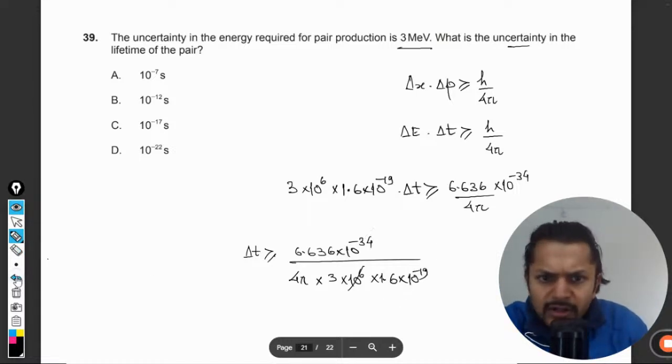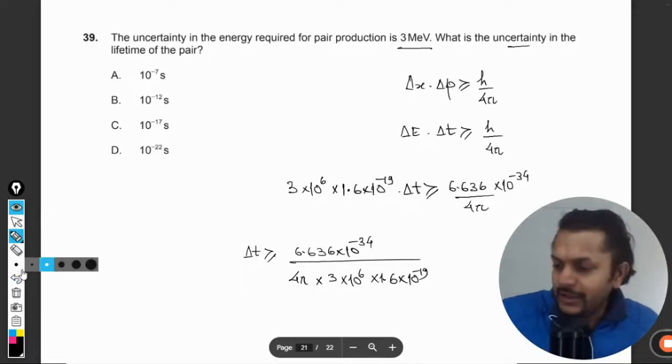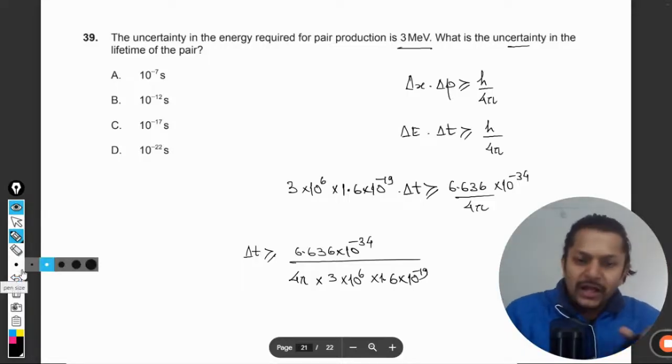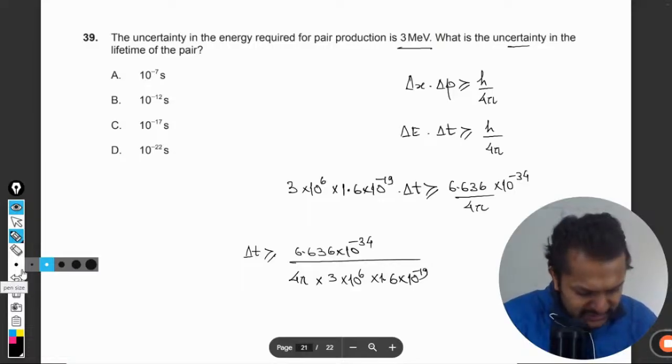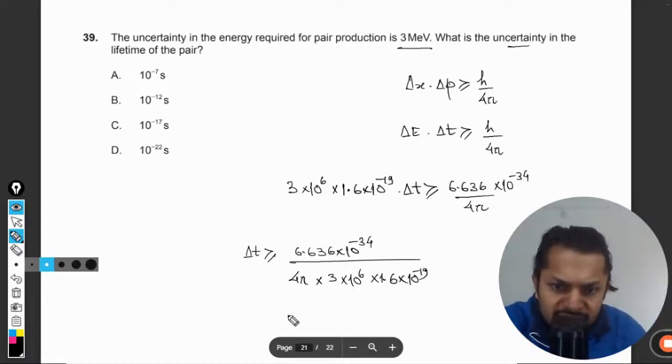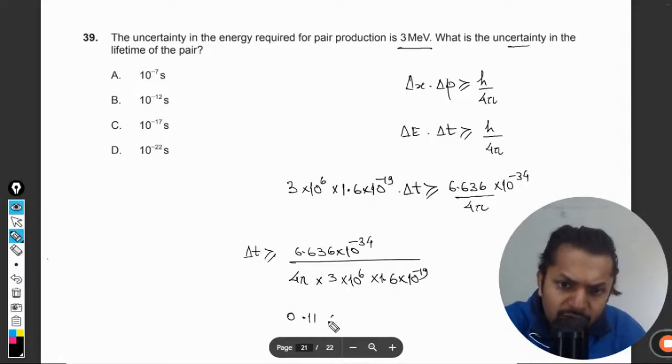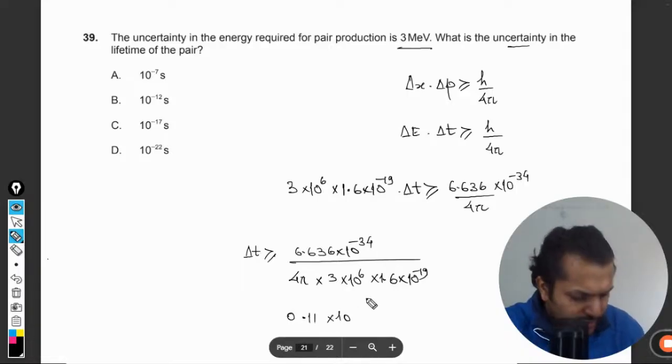Okay, let me use the calculator. I'm sorry for that. I'm getting confused there. Okay, so the value is 6.636 divided by 4 divided by pi divided by 3 divided by 1.6. Yes, so I'm getting 0.11 into 10 raised to power negative 34 plus 19 minus 6. So that is negative 21.